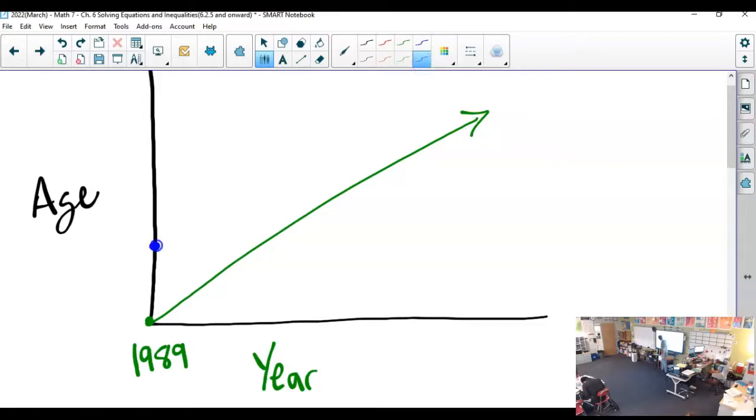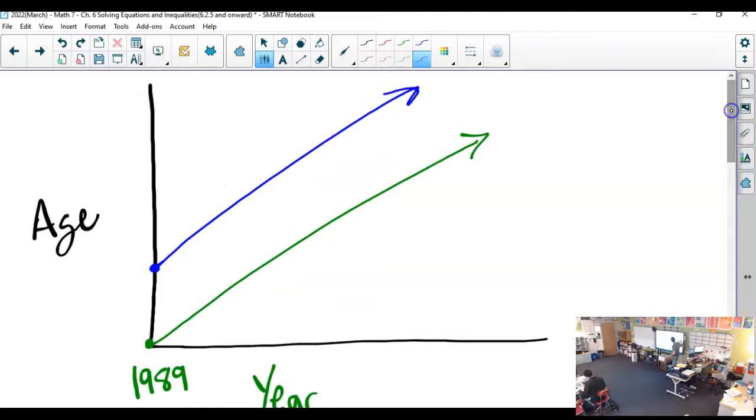Brad, though, and those lines should be parallel to each other. Now, Jamie and Devin, well, mine would be proportional. Brad's would not, since he started at 6.